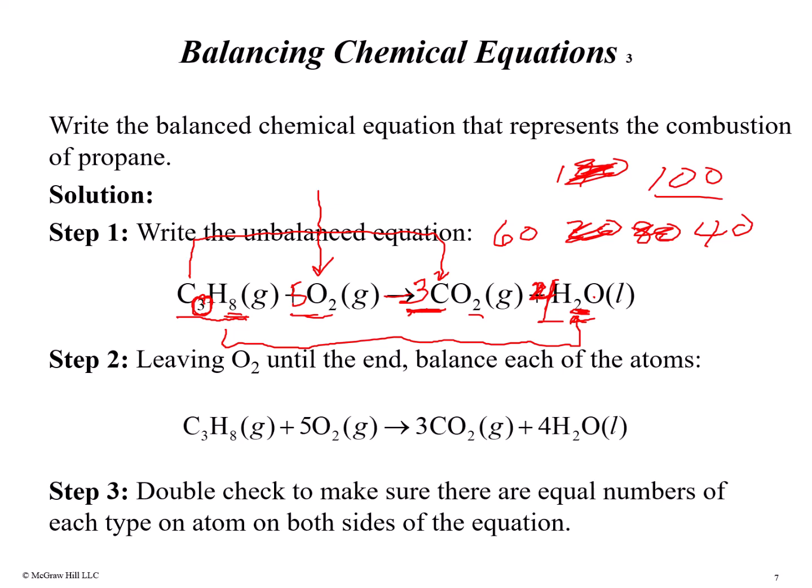So just double check your work. That's the bottom line. In the end, once you think you have it done, go back and check to make sure each element, there's the same number of each element on both sides of the chemical yield sign.